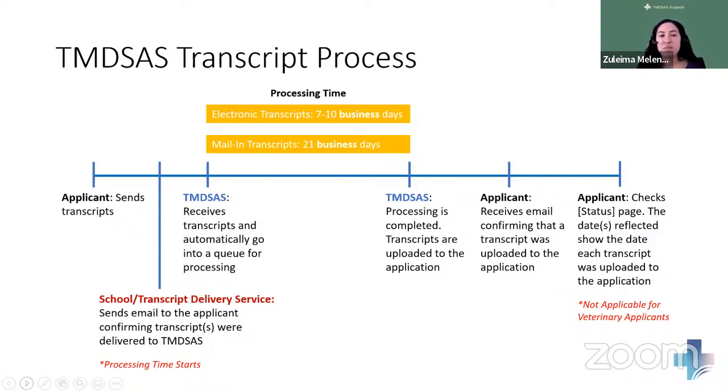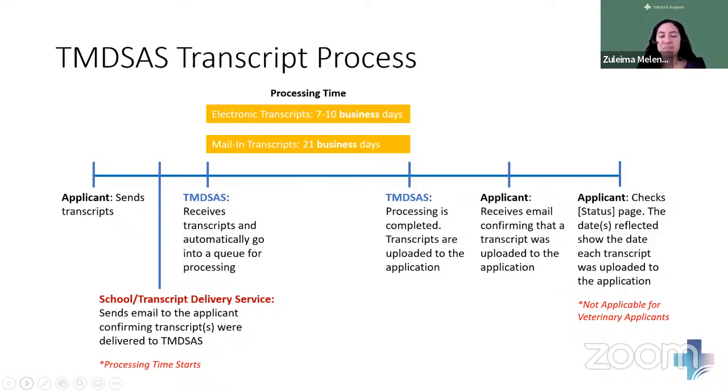And that queue depends on how long it will take, depending on the form in which the transcript was delivered. So electronic transcripts can take anywhere between 7 to 10 business days to be processed and uploaded to the application. And mailed transcripts can take about 21 business days. That one is longer because, of course, it has to be mailed.